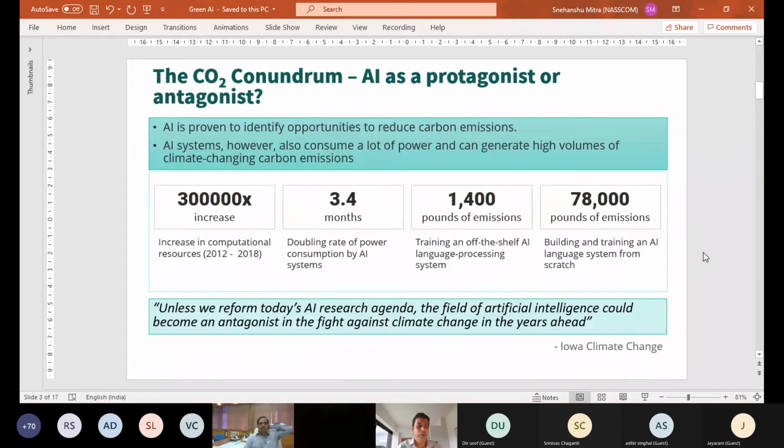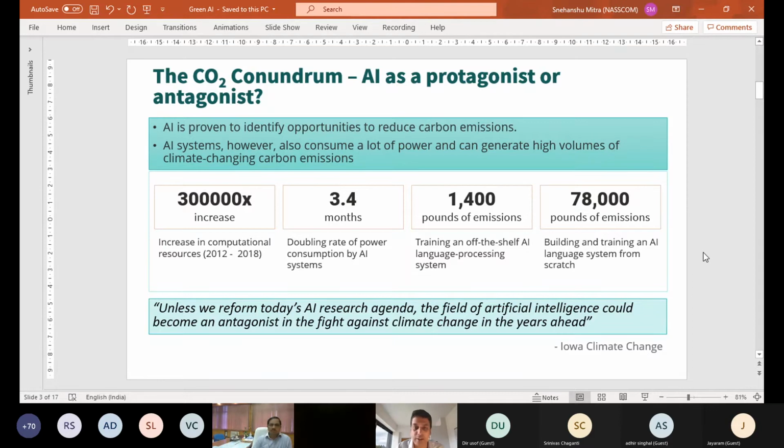I wanted to talk a little about the carbon emissions part of it, and this forms a precursor to the whole topic of green AI. We are seeing a tremendous increase in computational resources. There's a 300,000 times increase in computational resources just in the last decade or so. We are doubling the rate of power consumption by AI systems every 3.5 months or so, and that is again an extremely staggering figure.